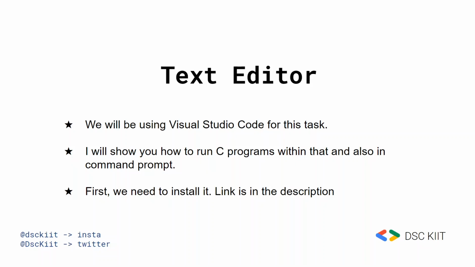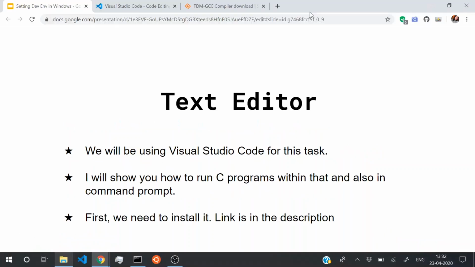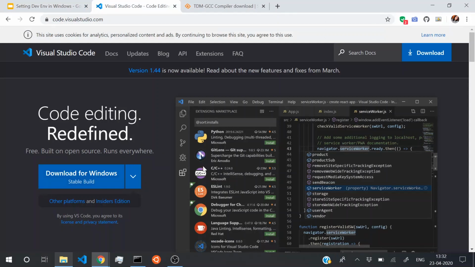Now, in this video, I will show you how to run C programs within the VS Code terminal itself. And if you're using any other editor, then I will show you how to do that in the command prompt too. So for that, first we need to install Visual Studio Code. The link is in the description and it will take you to here. Now you can download this for Windows.